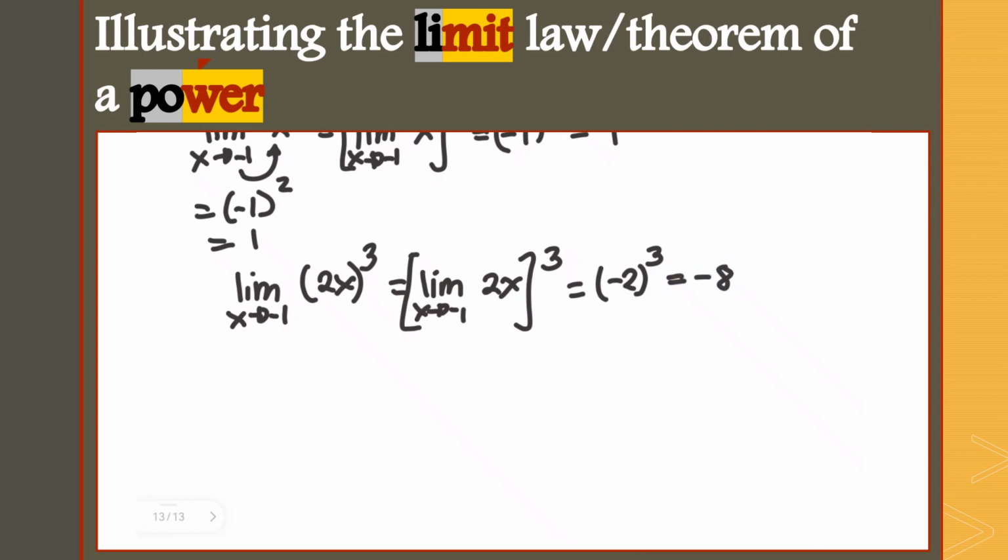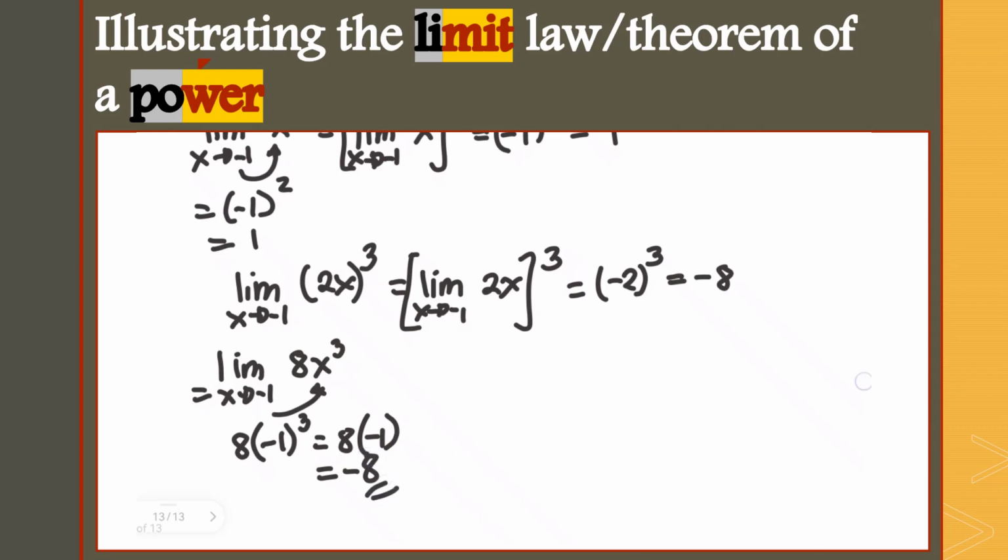Again, by direct substitution or by applying the laws of exponents in this manner, we are showing you all the different methods so that it's up to you later on which you will follow. We are illustrating each of these theorems so that you have your options. So if you have applied your laws of exponents and you apply direct substitution, you have 8 times (-1) cubed. You have 8 times -1, which is -8. Same as well here.